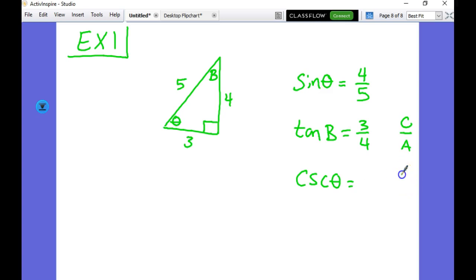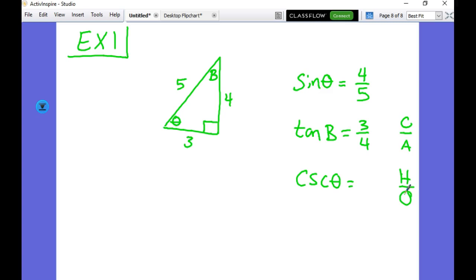Adjacent over. No. It's hypotenuse over adjacent. There we go. No, wait. No, it's, all right. Hypotenuse over opposite. Man, that adjacent really wants to make its way in there for some reason.